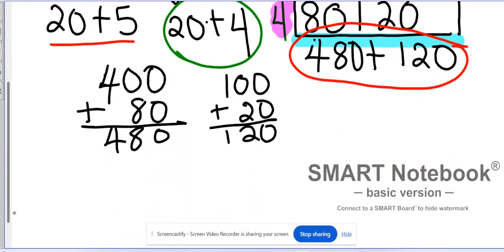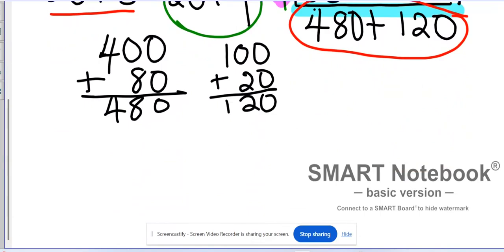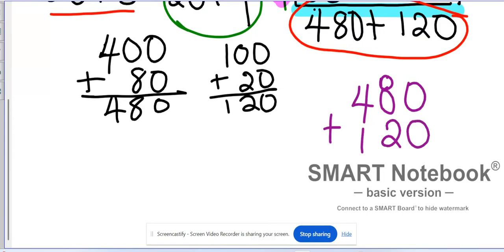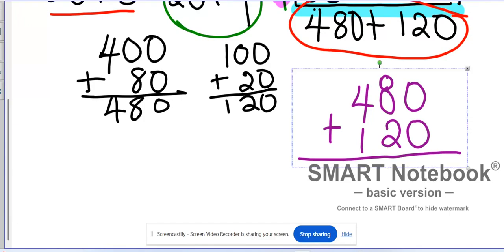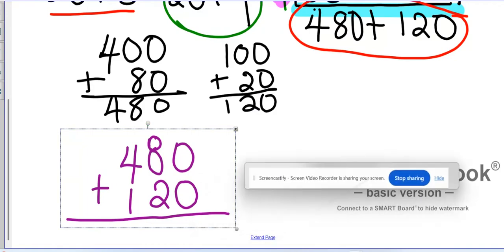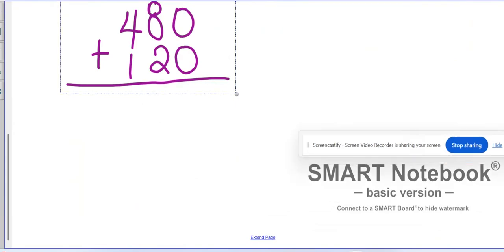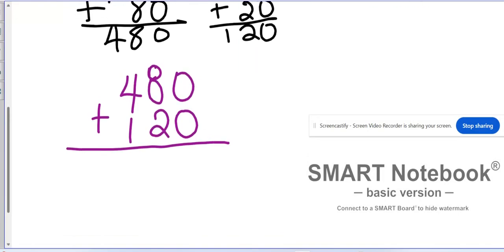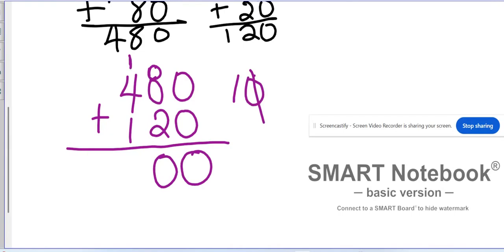Let's go ahead and do that. I'm going to move this down here and I'm going to write 480 plus my 120. Now I'm going to expand my page, and now I am going to add. Now 0 plus 0 is going to be 0. 2 plus 8 is going to be 10. I put my 0 here and I move my 1 to my hundreds place. Now 1 plus 4 is 5, plus 1 is 6. So that's my answer.